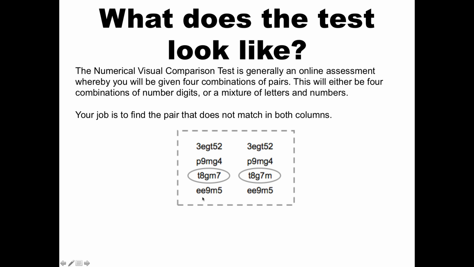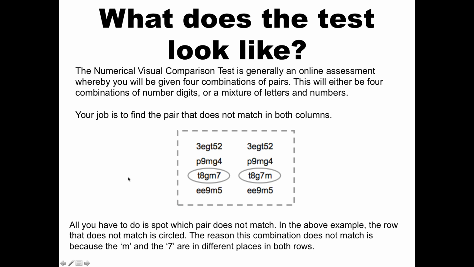You can see that the bottom row, EE9M5, matches, with the same on the left as on the right. So all your job is to spot which pairs do not match. Now in this example, the row that does not match is circled, and the reason for that, as I've already stated, is that the M and the 7 are the wrong way round. So, does that sound easy?